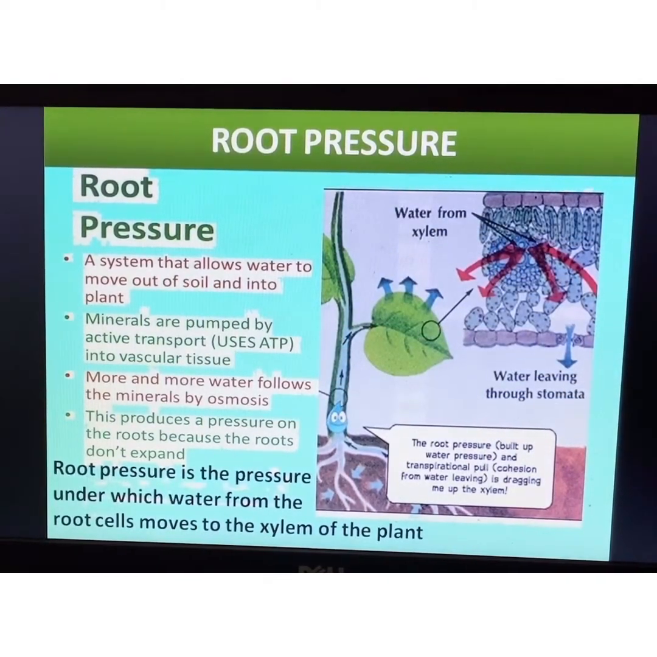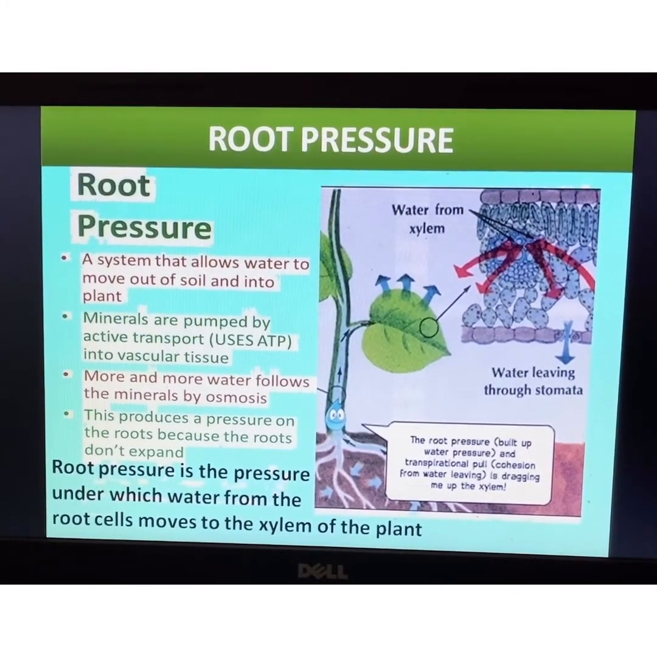Is that clear? From the roots, the water will be pushed up through the pressure created by water entering the roots, and that is root pressure. Let us again explain what root pressure is: it is the pressure under which water from the root cells moves to the xylem of the plant. I hope you have understood this part clearly.